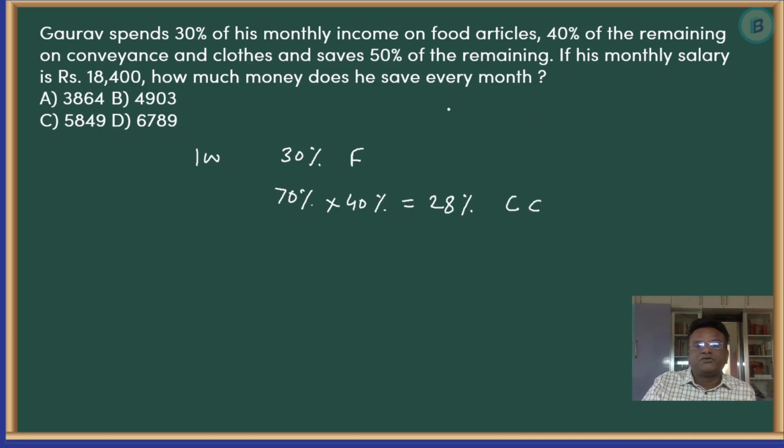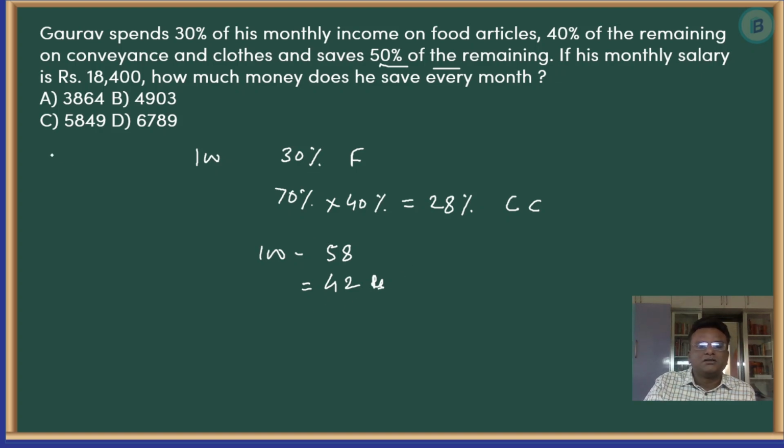And saves 50% of remaining. So now 30 plus 28, that is 58, is done, and he is left with 42. Out of 100 he has spent 58 rupees. So he is left with 42 rupees, out of which 50% he is saving. So out of 42, 50%.